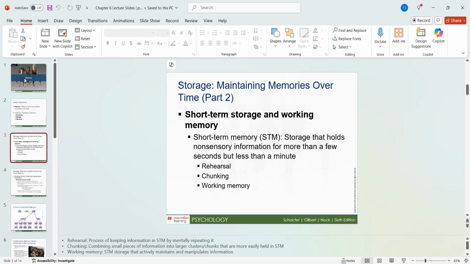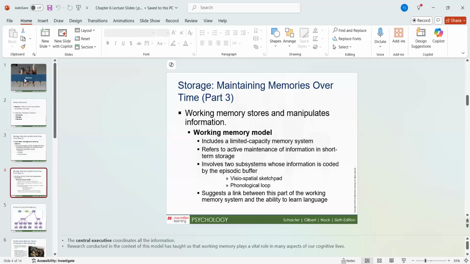You're going to have to do a lot more work to keep that information in your memory for that. But nevertheless, short-term memory lasts 15 to 30 seconds. It can hold a good amount of information, but it can only hold it for that 15 to 30 seconds. In order for it to go beyond that, you have to engage in something called working memory.